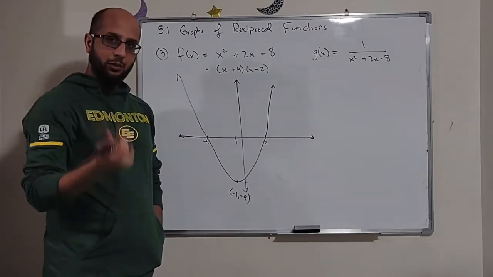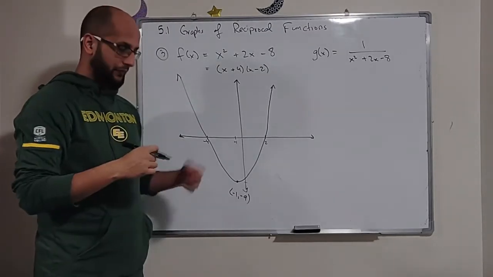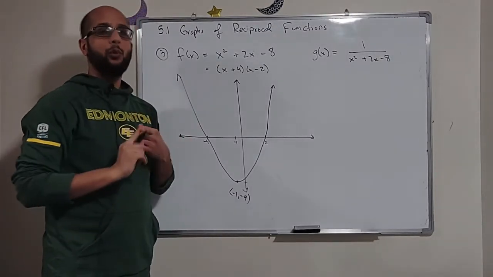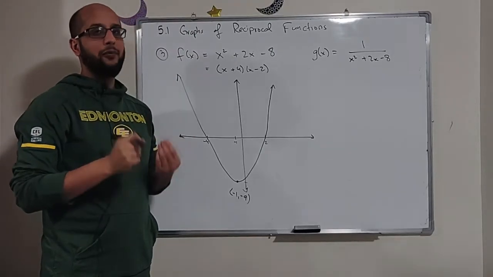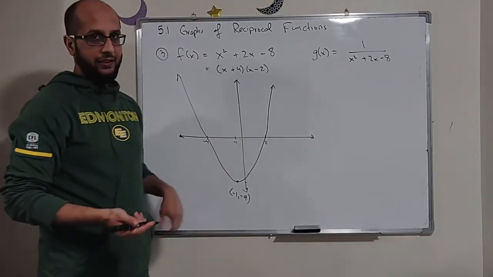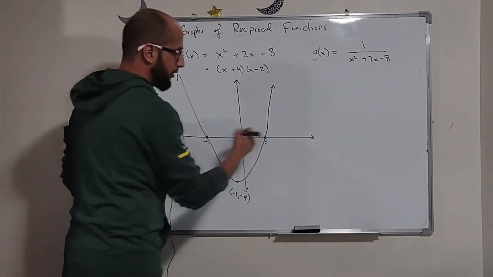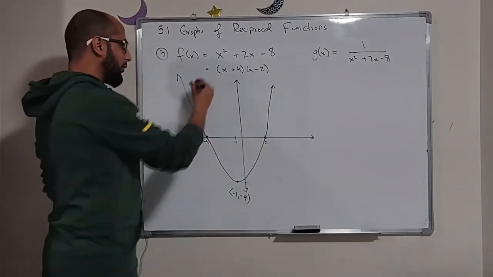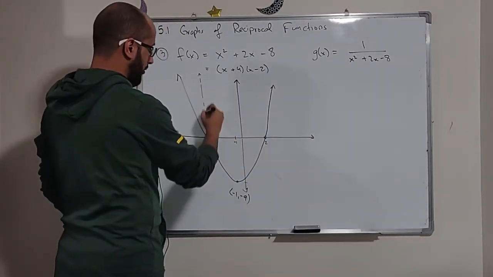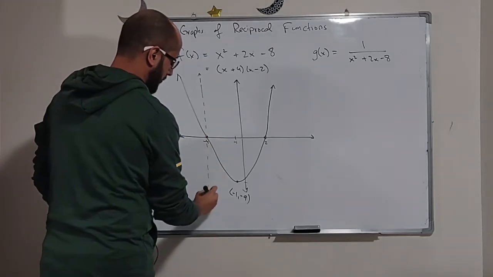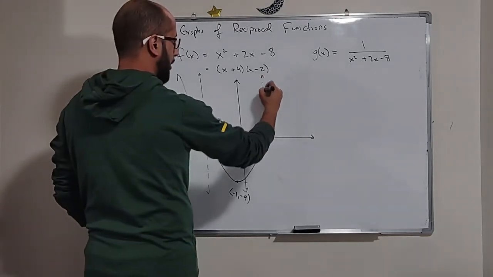Now we can go through the same process that we went through with the linear function. Step 1 is we want to find out where does the graph equal 0, where is the y value equal to 0, or where are the x-intercepts. So we have an x-intercept here and here. At the x-intercepts, we know we have asymptotes. So I've drawn my two asymptotes.